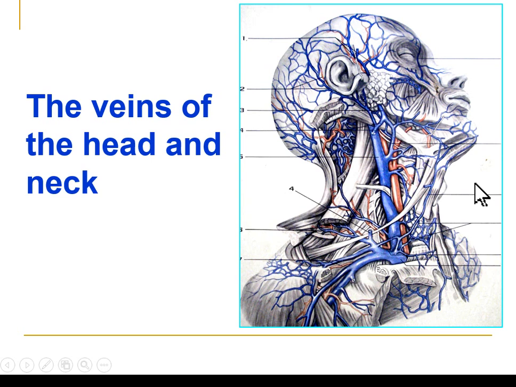The veins of the head and neck. The main vein of the head and neck is the internal jugular vein. Internal jugular vein connects with the subclavian vein, and behind the sternoclavicular joint forms the brachiocephalic vein.